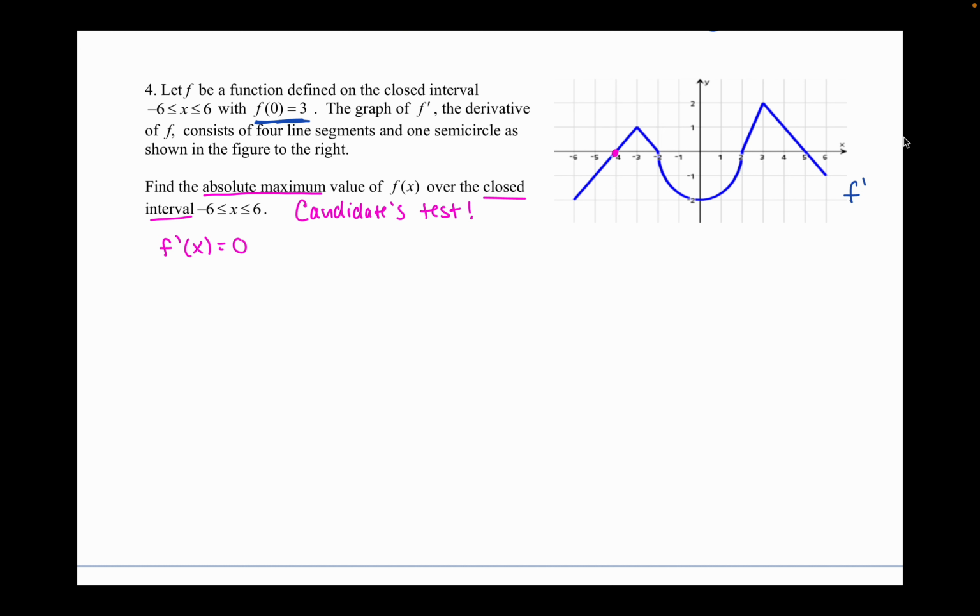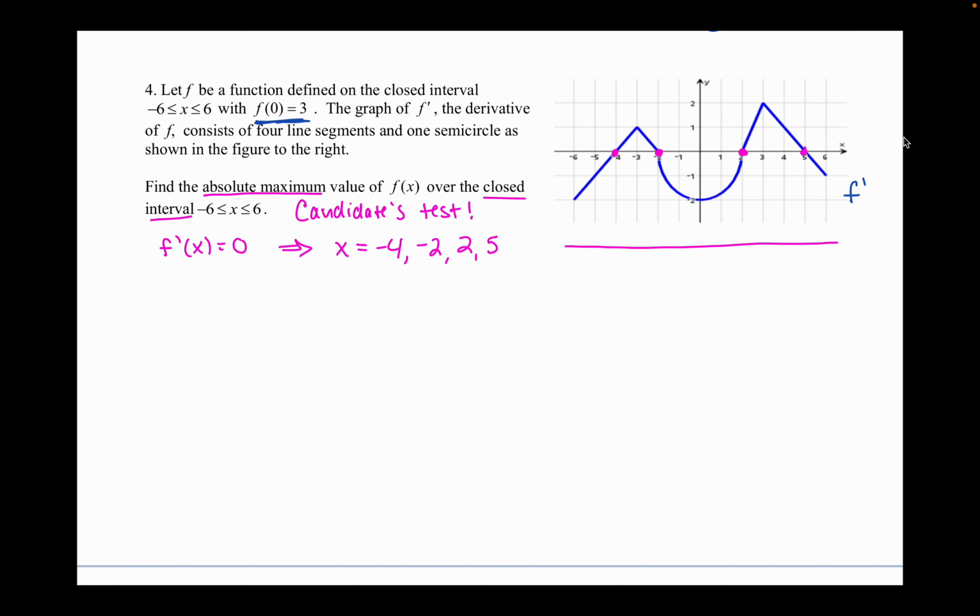So I'm going to find everywhere where it's 0. I'm marking those right now. That's x equals -4, -2, 2, and 5. So are all of those places where I'm going to have a potential maximum?